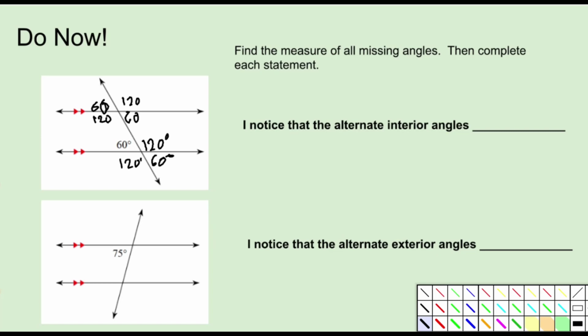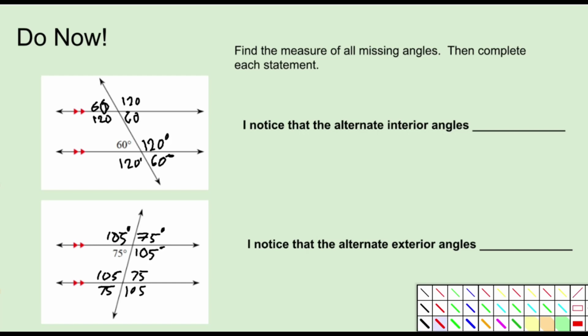Let's do the same thing with the second one. Let's do a linear pair going upwards. So let's say 75. So this must be 105. Vertical angles is 75. Vertical angles is 105 again. So again, each one of those shouldn't be too bad. And let's use corresponding angles to move these down. So 105, 75, 75, and 105. All right, perfect. So now let's answer the question.